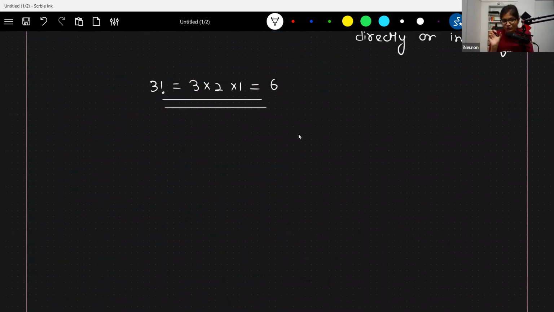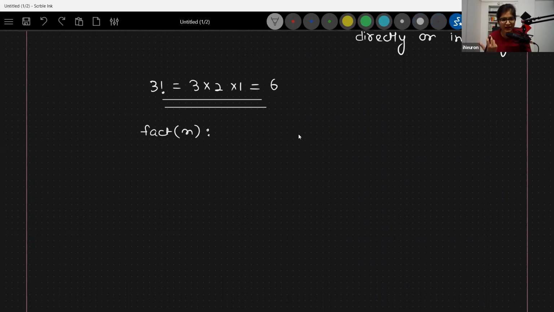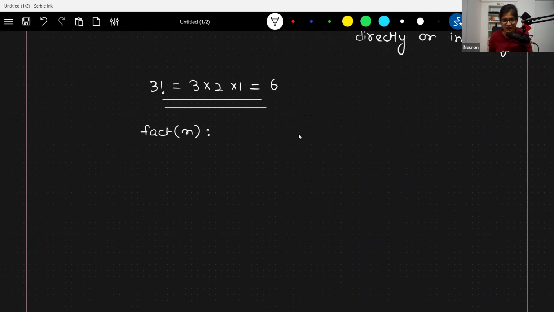If I ask you for a code for calculating the factorial, you will say, okay, I will write factorial of n. So the user will enter that number n, right? This is a function, fact of n. A function is something which does a purposeful task which we want. For example, here the task of fact is to give me a factorial.